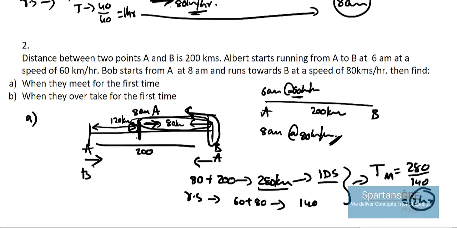2 hours from when? 2 hours from 8 a.m., because we are considering from this instant. A starts at 6 a.m. and reaches this point at 8 a.m. So at 8 a.m. both the trains are starting and both will be moving, right? So the meeting time will be 10 a.m. Your answer for the first question is 10 a.m. Now let's solve the second question.